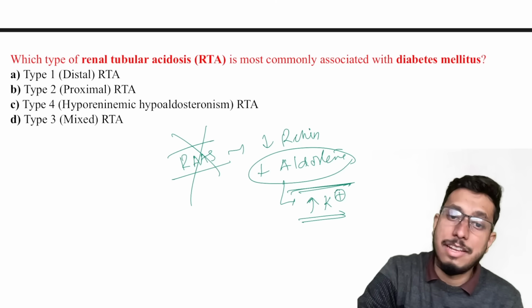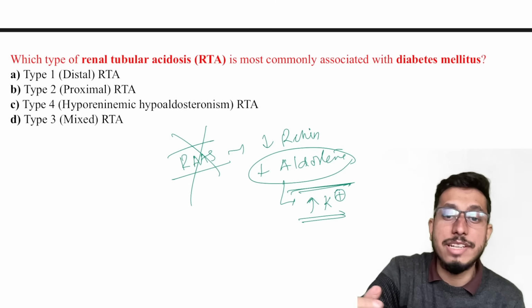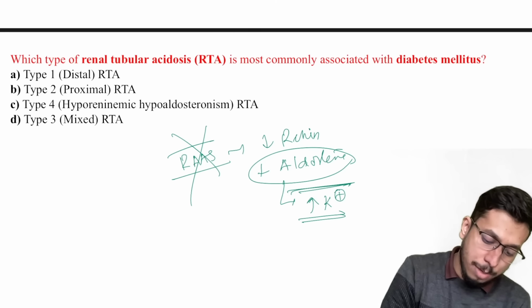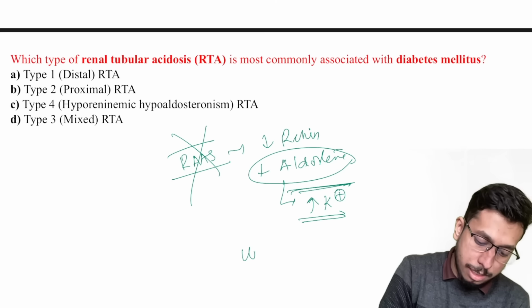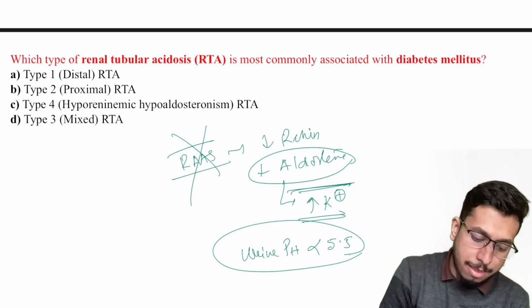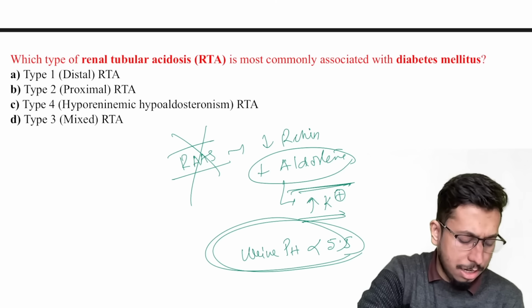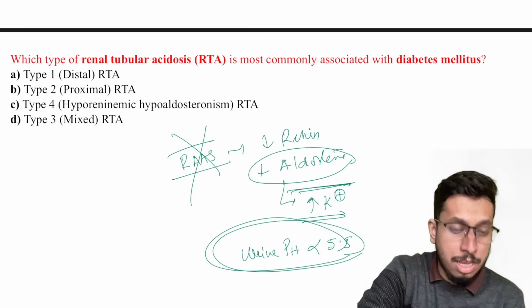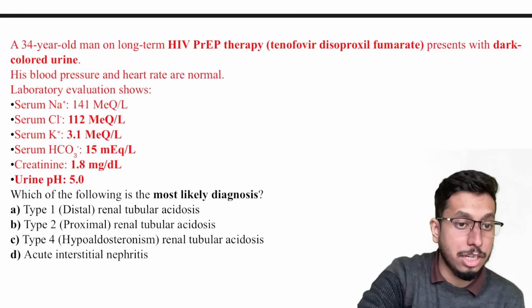Here, the kidney can acidify urine. So, the kidney acidification mechanism is absolutely fine, but ammonium excretion is impaired. That's why there is an effect. So urine pH becomes less than 5.5 because the acidification parameter is absolutely normal in case of type 4 RTA. All right. So in renal tubular acidosis, the most commonly associated one is type 4 RTA. Now coming to the next question.